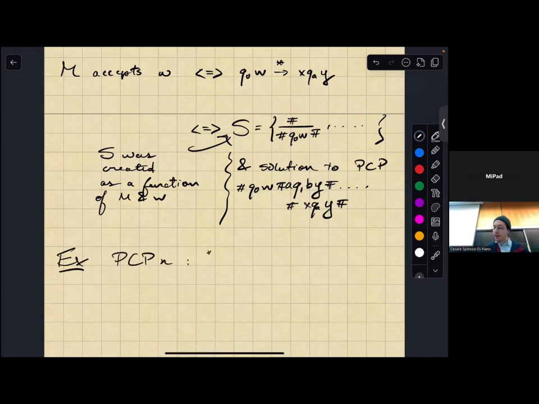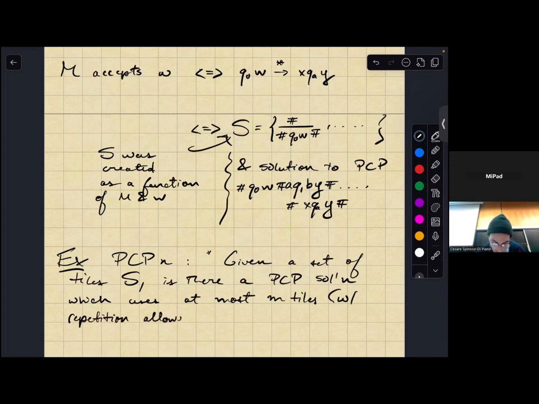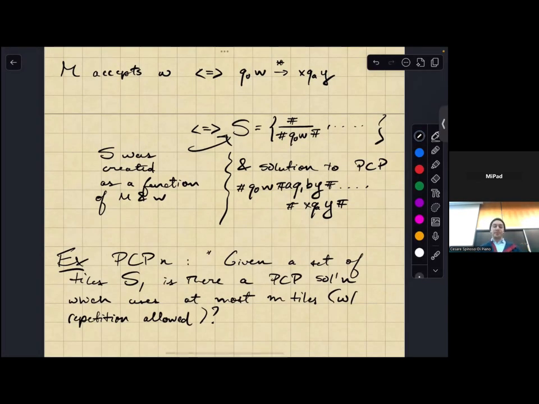So this variant is called PCPn, and PCPn is: given a set of tiles S, is there a PCP solution which uses at most m tiles, because it's important, m tiles, with repetition. Okay. So this is the decision problem.